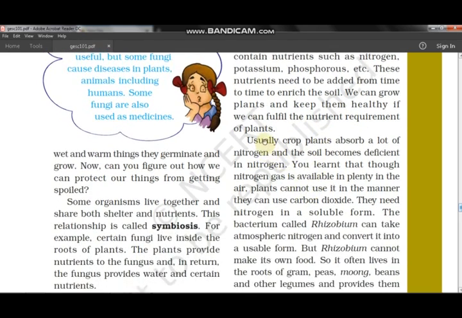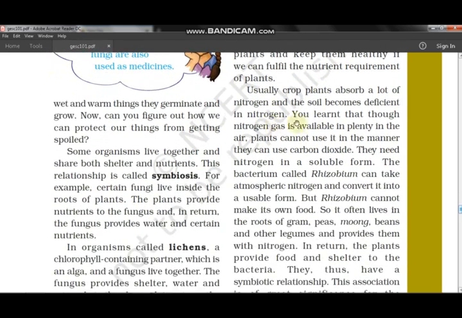Usually crop plants absorb a lot of nitrogen and the soil becomes deficient in nitrogen. That is why we see 46% nitrogen in the bags of NPK. That means the main constituent of that fertilizer is nitrogen, because nitrogen is an essential element for growth, which we have studied in the first video.